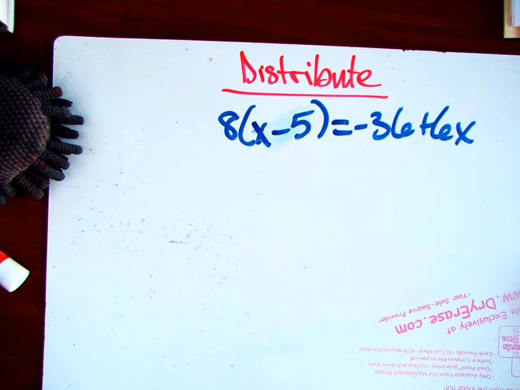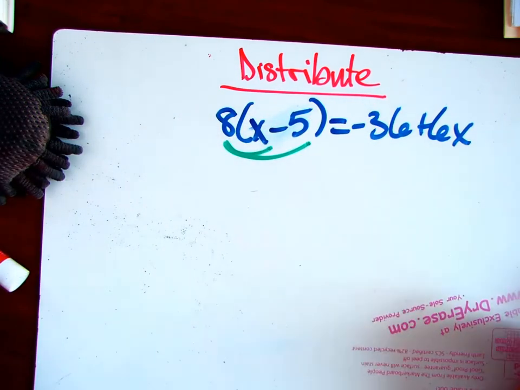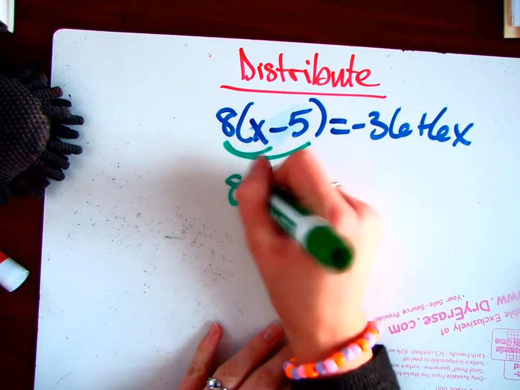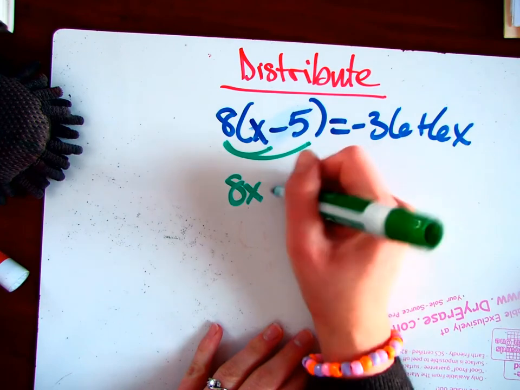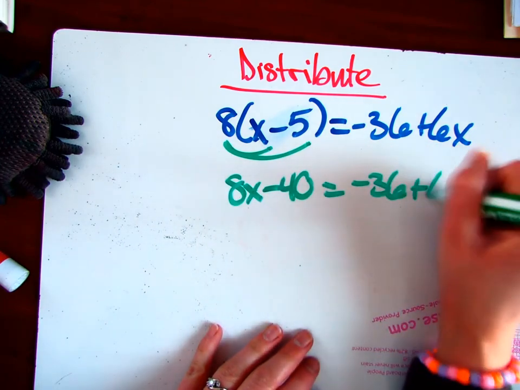Okay, so now what if we see parentheses in our equation? We're going to need to multiply to get rid of them, which means that we'll use the distributive property. So remember, you're only going to multiply to the stuff inside parentheses, so that would mean 8 times x, which would be 8x, 8 times negative 5, which is negative 40, and then everything else gets to come down.